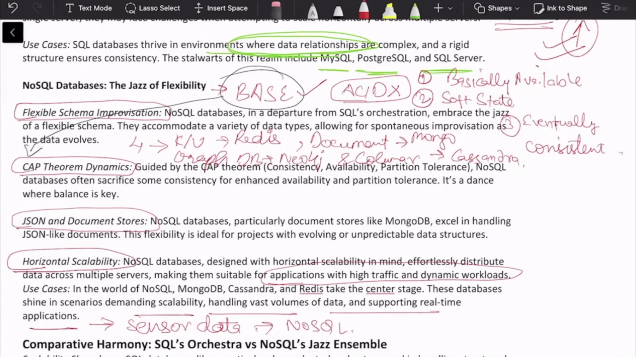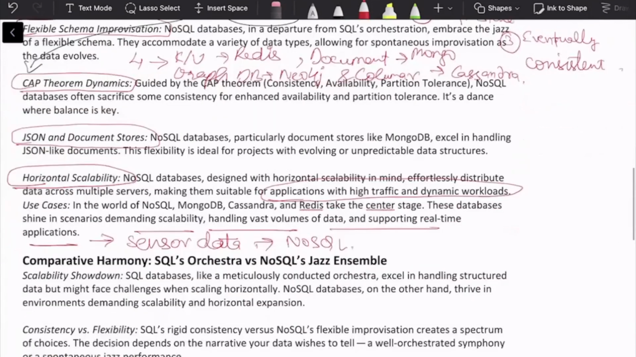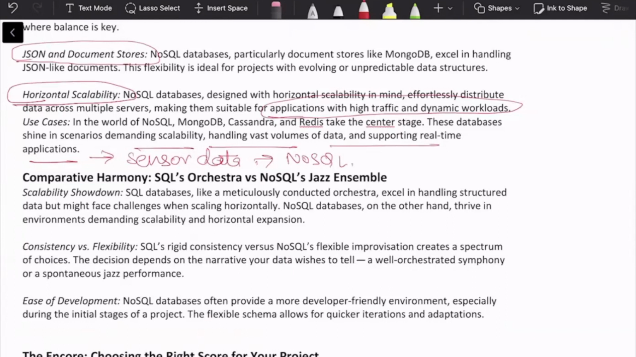Now that we understand their properties, let's see what is the difference between a SQL database and a NoSQL database. The first and major difference is scalability. In a SQL database, you can only do vertical scaling, but in a NoSQL database, you can do horizontal scaling, which means when there is a need to scale up your database, you can add more and more nodes.